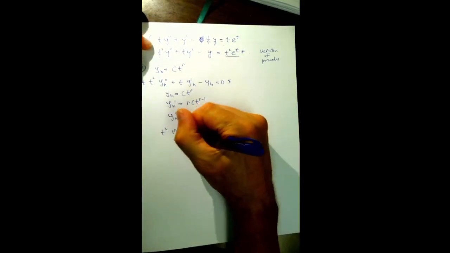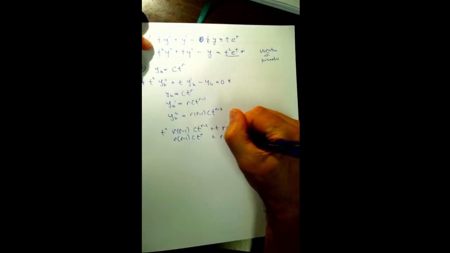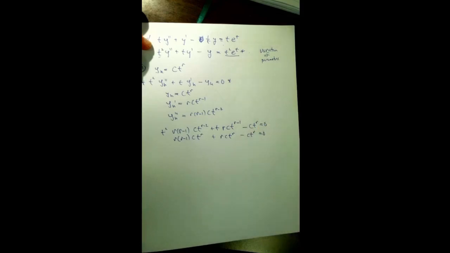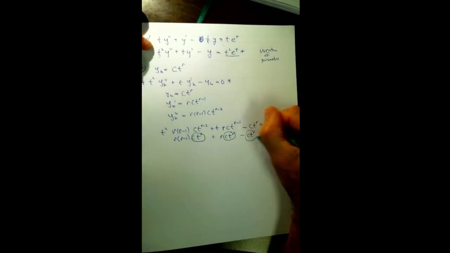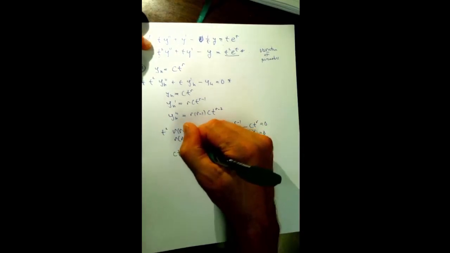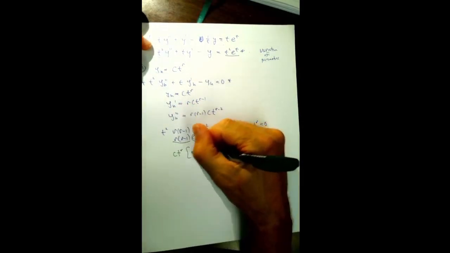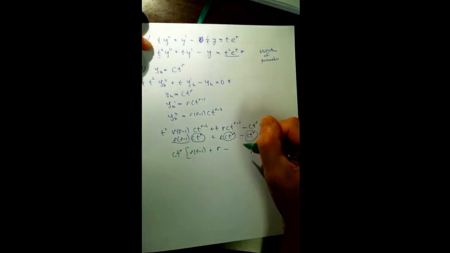Let me combine the t terms. So this becomes t to the r. This becomes r c t to the r minus c t to the r. Every term has c t to the r. If that does not happen, you made a mistake. So what's left is r times r minus 1 plus r minus 1.